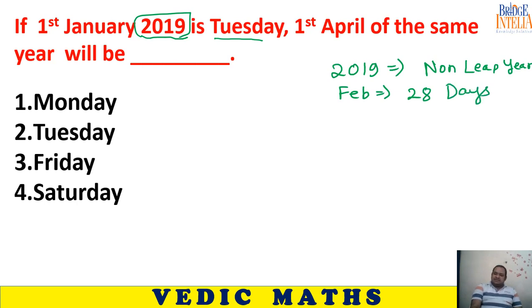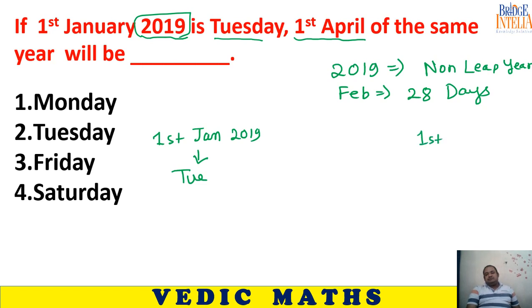This information is given to us. Now, 1st January 2019 is Tuesday. So you have to start counting from here and you have to count up till 1st April of the same year 2019.